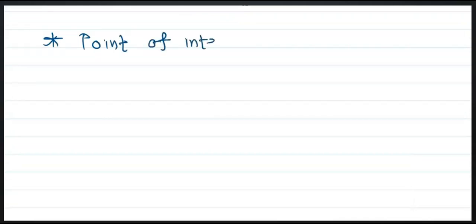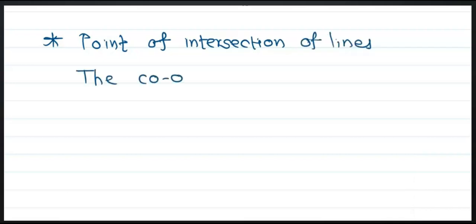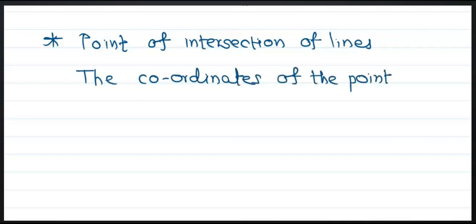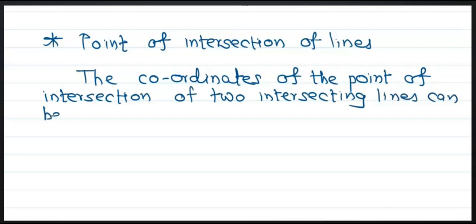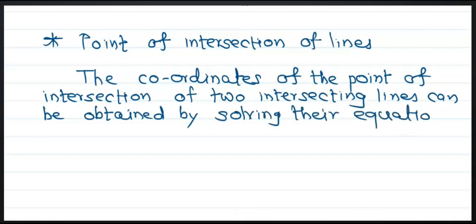Next, point of intersection of the lines. The coordinates of the point of intersection of two intersecting lines can be obtained by solving their equations simultaneously.